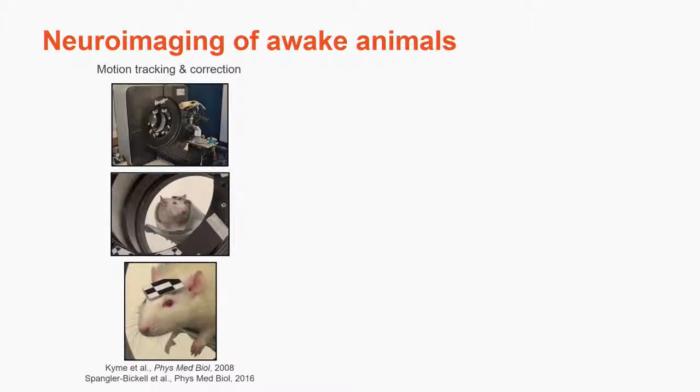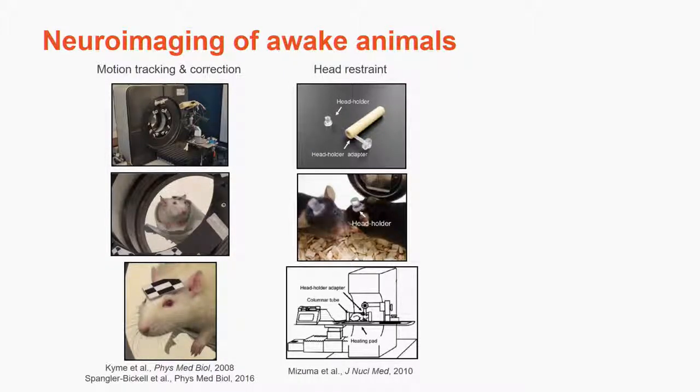This is our own work on using motion tracking techniques to do motion correction of awake animals during PET studies. This is some work from Chiba in Japan where the approach is a little different. The idea here is to keep the head firmly restrained, so the animals have surgery and they have an attachment to the skull that keeps them rigidly fixed to a head restraint device.